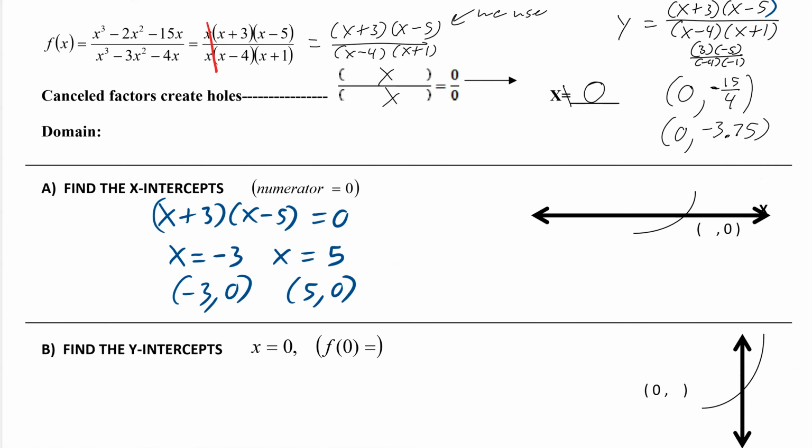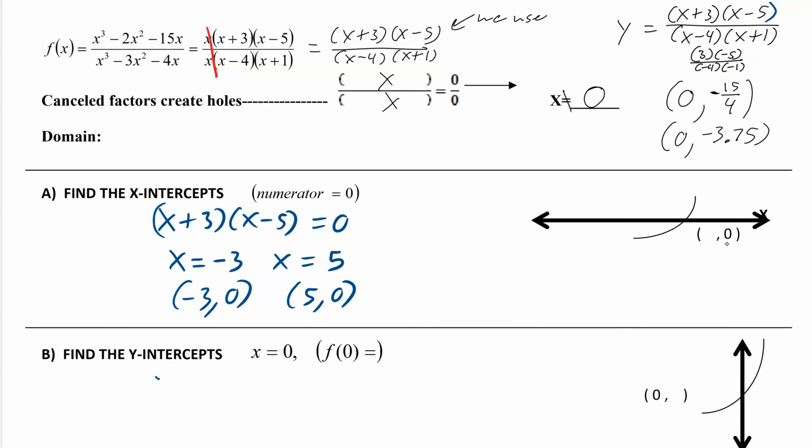Now the next one we want to do is find the y-intercept. And the y-intercept is very quick. All it means is x is equal to 0. So if we take our function and we plug in 0, what we end up getting is negative 15 over 4. Why can't we plug in 0 in this situation?